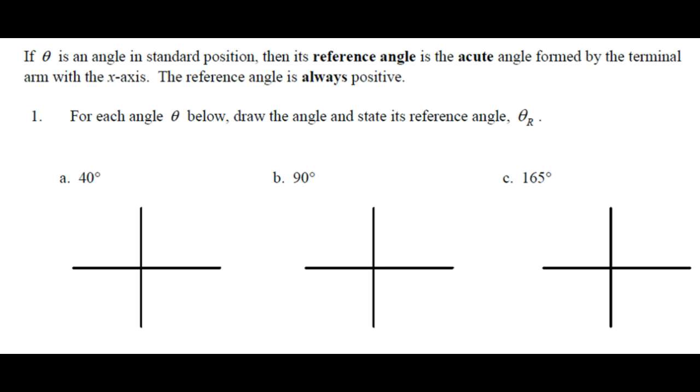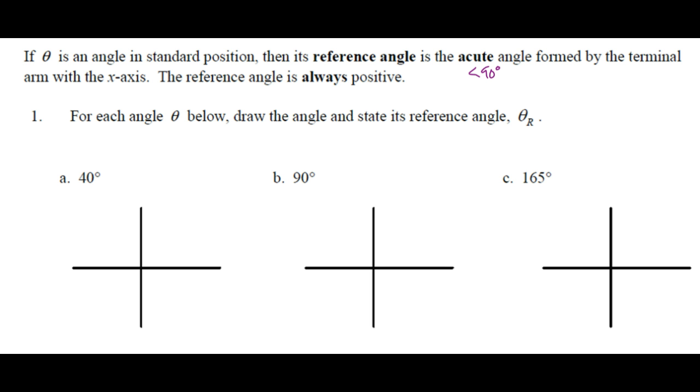If theta is an angle in standard position, then its reference angle is the acute angle. What's acute? It's small. It's cute. You know it's cute. But what's acute? Less than 90 degrees. Okay, so acute angle, less than 90 degrees, formed by the terminal arm with the x-axis. The reference angle is always positive. The reference angle is vitally important. More so next year than this year. I mean, it's important this year, but having the concept down for next year is vitally important.